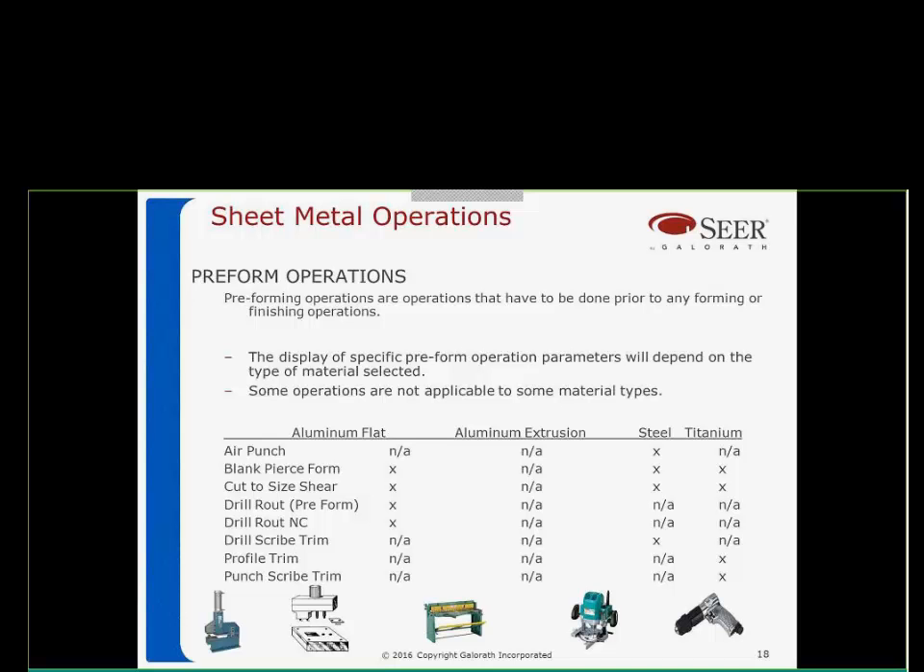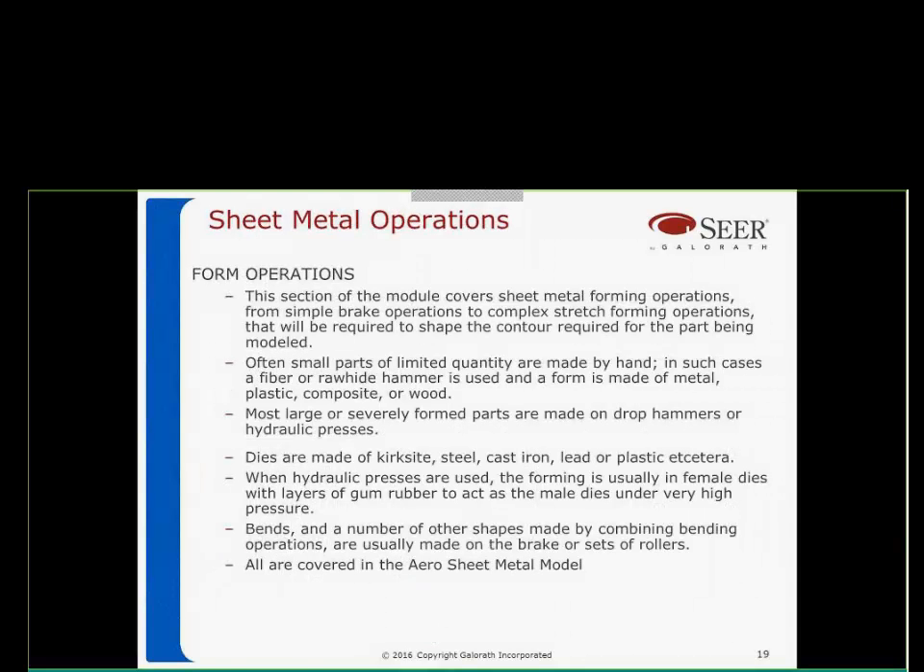As far as preforming operations, the material will dictate what operations are available. As you can see, the X's show what is available, like for an aluminum flat: your blank and pierce form, cut to size with a shear, drill route, or drill route NC. All of those are available in aluminum and so on. So basically the model will filter through that and pick up the right operations based on the material that you put in.